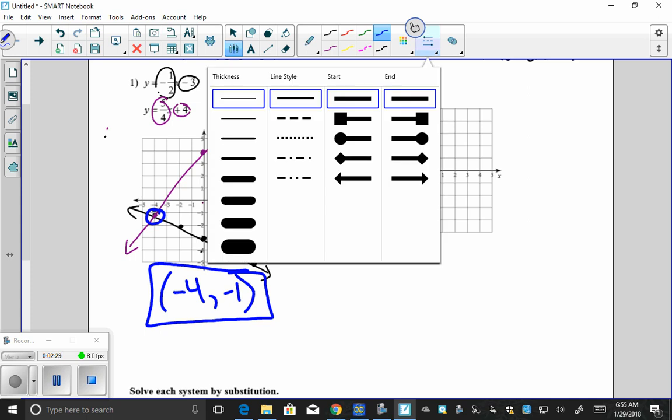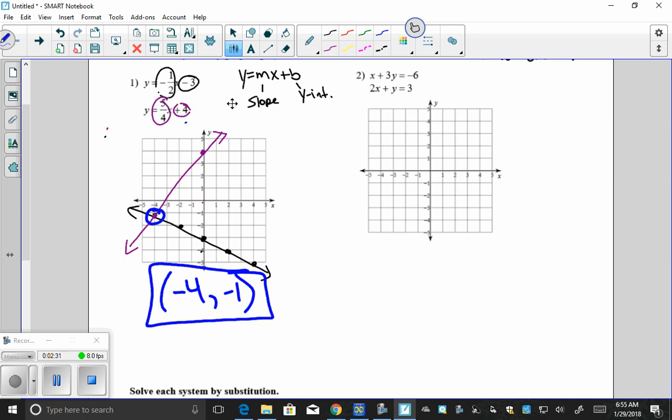Let's look at problem 2. First thing I have to do is make sure my equations are in y equals mx plus b. Well, this time they're not. So I'm going to rewrite my first equation, x plus 3y equals -6, and solve for y. I'm getting y by itself.